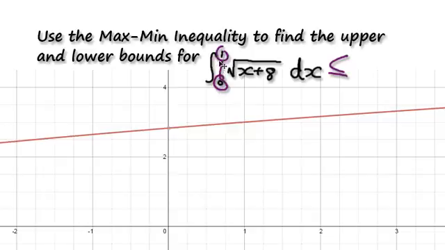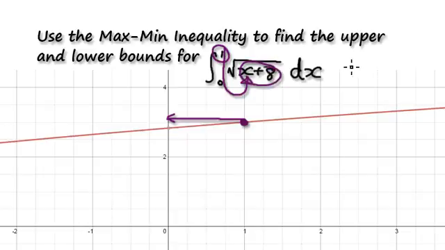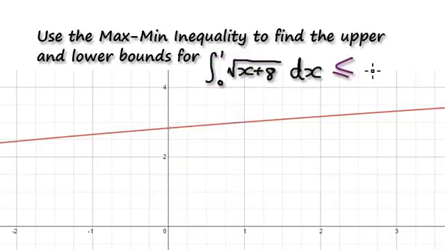So between 0 and 1, the biggest possible value would be right here. The height of this rectangle would be, well, you would put the 1 in here, so that would be the square root of 9. So the square root of 9 would be the height, and then you've got to times it with the width, which happens to be 1. So the biggest value that this thing could be is root 9, which is 3.